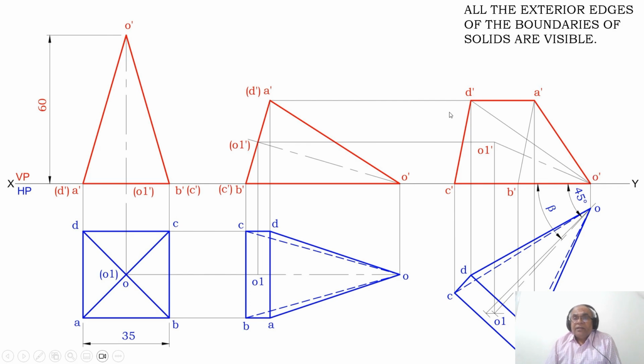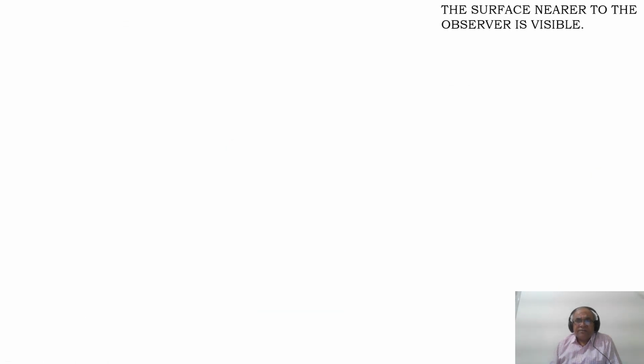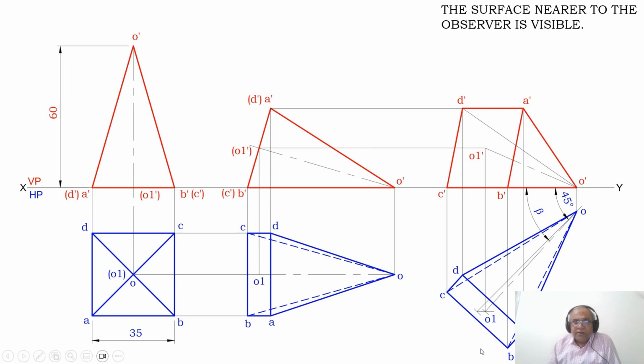Now we are going to apply the condition of visibility. All the exterior edges of the boundaries of the solids are visible, that is A dash, D dash, D dash, C dash, C dash, B dash, B dash, O dash and O dash, A dash with a dark line. Then the surface near to the observer is visible. So when you look from the front view, this entire square surface is going to be visible. Since A dash, D dash, D dash, C dash, C dash, B dash is already visible, therefore A dash, B dash will also become visible. So the entire surface is there to the observer.